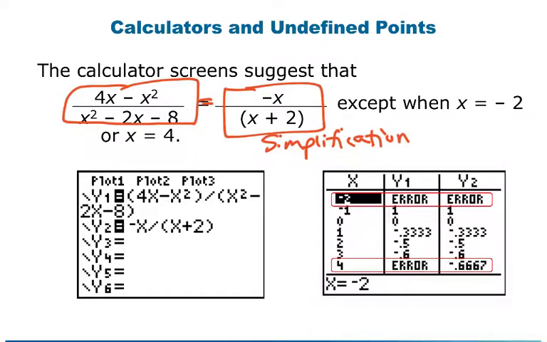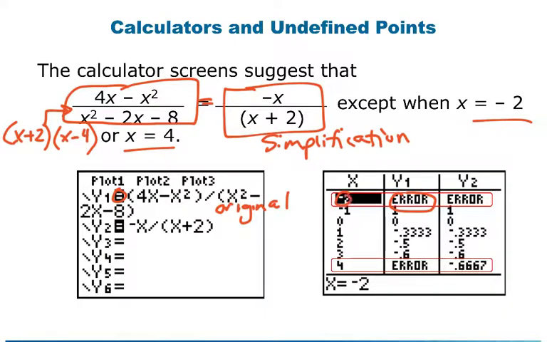We know from the original graph that it factors into x plus 2 and x minus 4. Because of that, we know that x equal to 4 and x equal to negative 2 won't work, and you can see that in the equation. Since we put y1 as the original equation, you'll notice that we got an error at negative 2 and an error at 4, right? Because we said that it can't be negative 2 or 4.